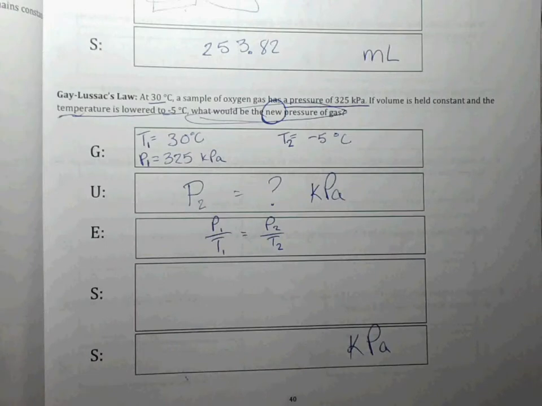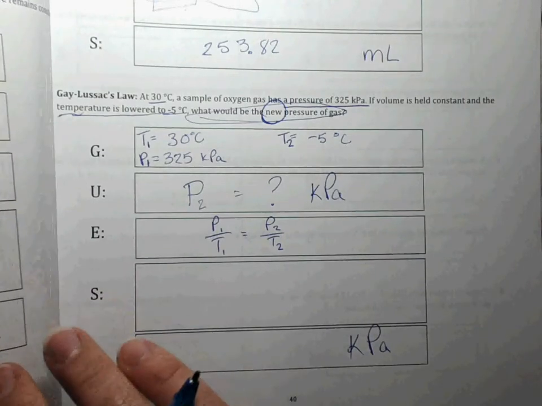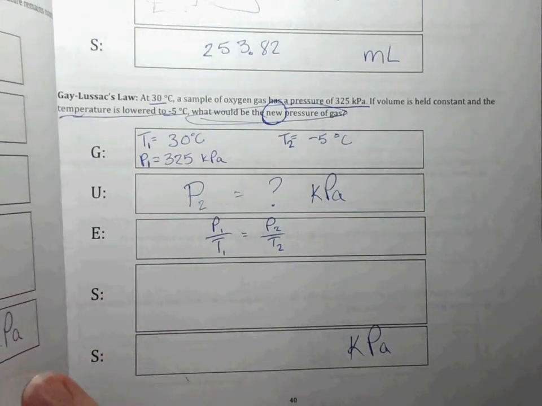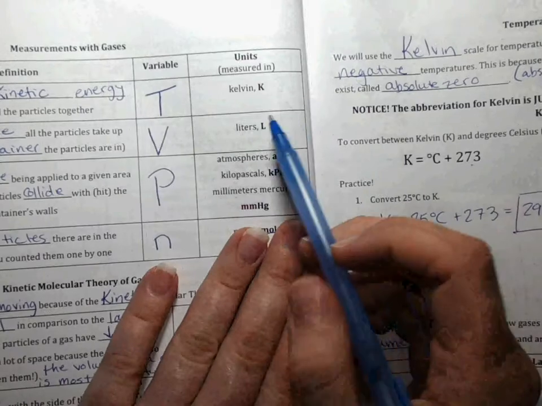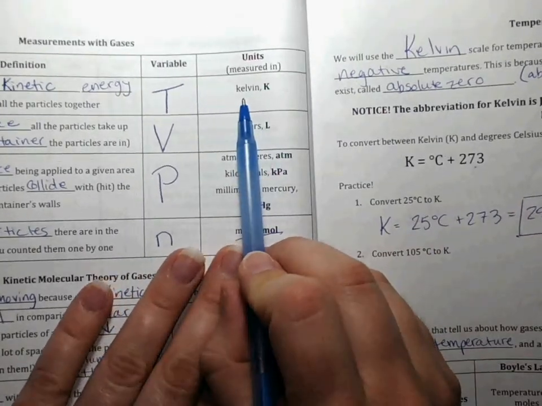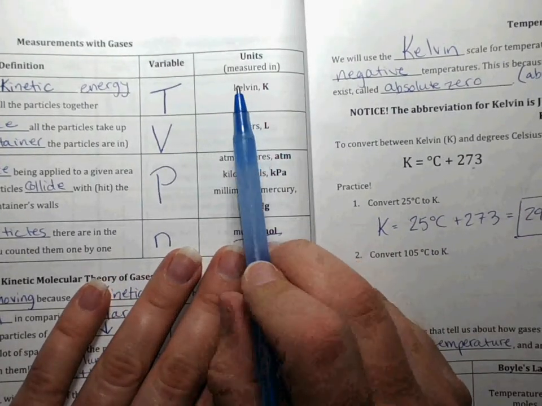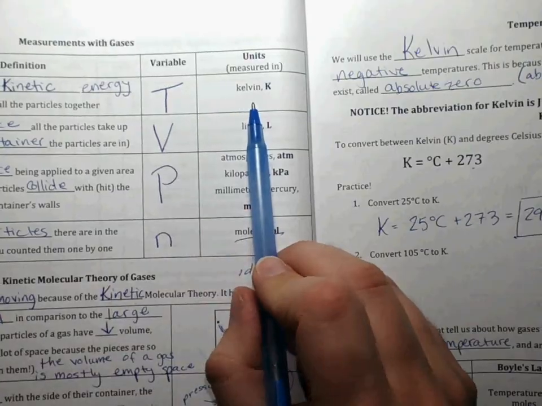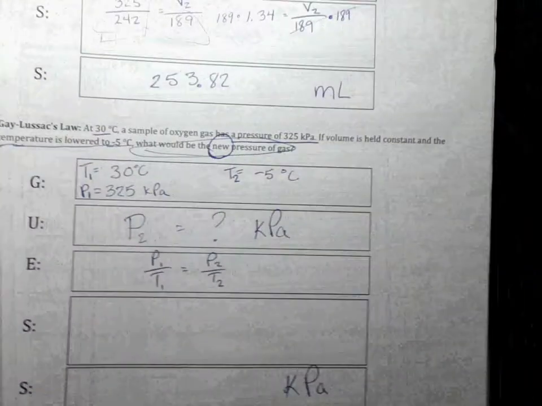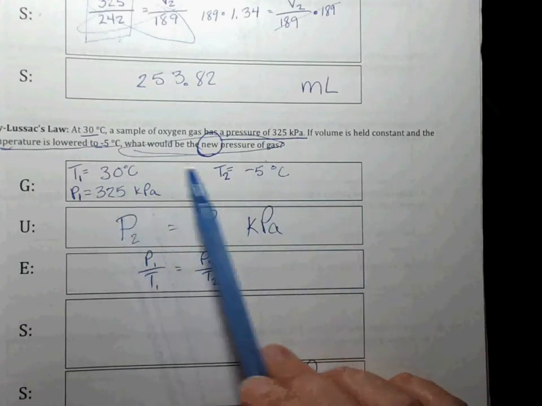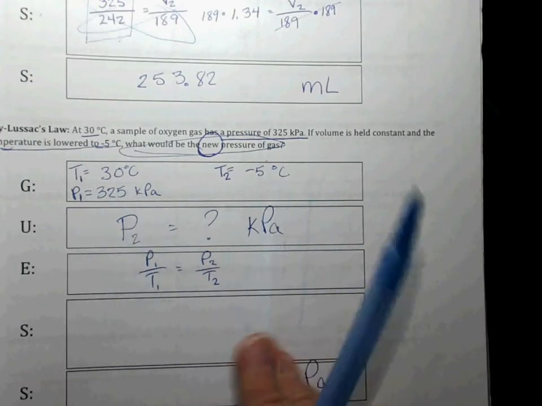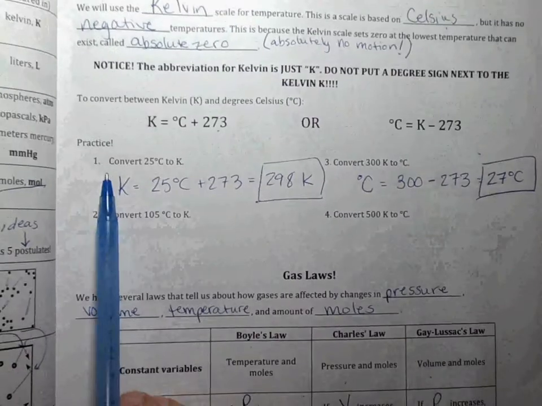However, we have a problem before we plug this in. The problem is that your temperature for this whole unit that we're doing right now has to be in Kelvin. It cannot be in degrees Celsius. It has to be in Kelvin. So we have a problem because in this Gay-Lussac's law example, this temperature is not in Kelvin. It's in degrees Celsius. So we need to change it to Kelvin first.